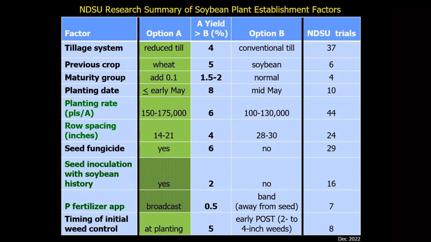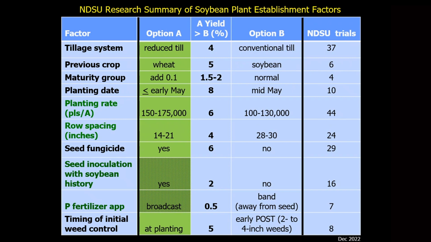And you also notice that with seed inoculation, soybean history, and pea fertilizer application, I have these shaded. And the reason I do that is because it's not a definite yes. If you go here, you're going to get yield increase. You see the numbers, pretty low. And in the case of seed inoculation of soybean history, if Dave Franson was up here, extension specialist talking, he would discourage you from seed inoculation. You'll see the average of 16 trials. We see a 2% yield increase.